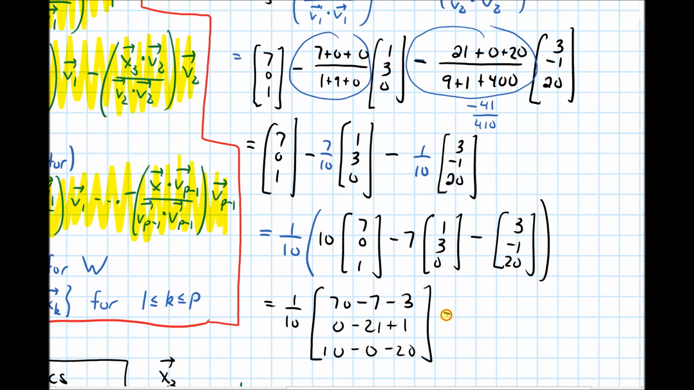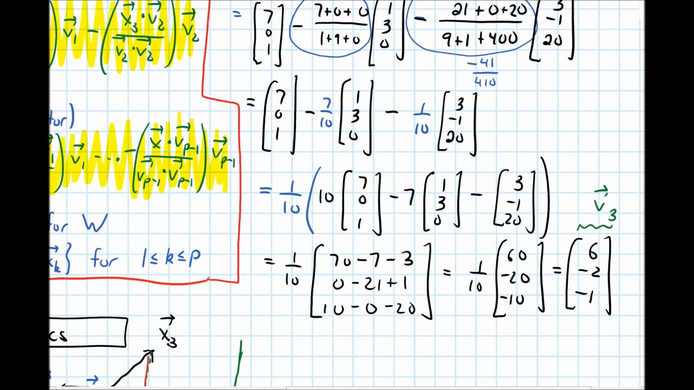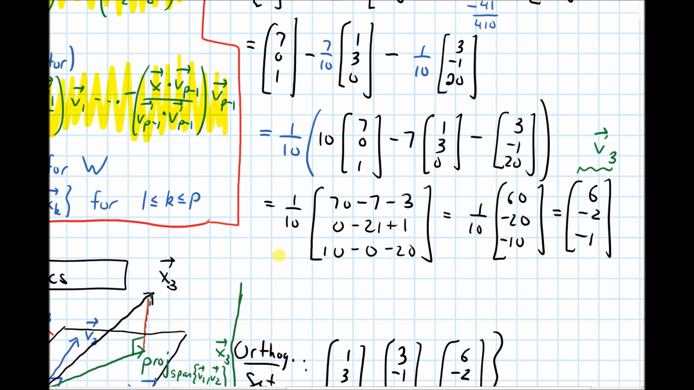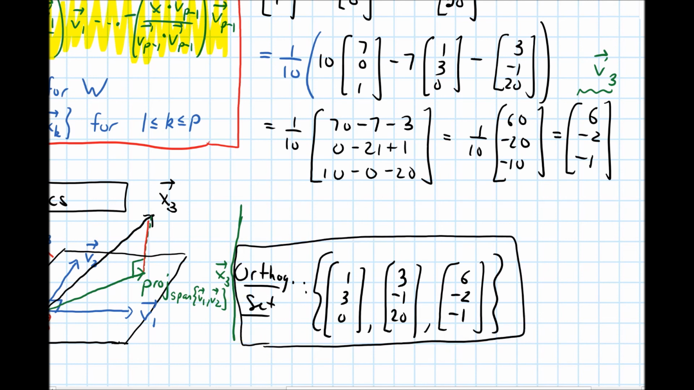All right. So what we have is 1 over 10 in front, and then I get 60 for the first entry, negative 20 for the next one, and negative 10 for the last one. And this is really nice because all of these are divisible by 10. So if I distribute the 1 over 10 in, we get 6, negative 2, negative 1. And that is our third vector right there. This is V3. At this point, we have our orthogonal set. So these are the 3 orthogonal vectors that we have produced using the Gram-Schmidt process.